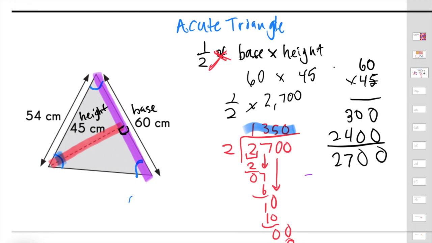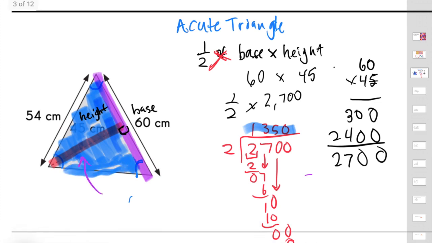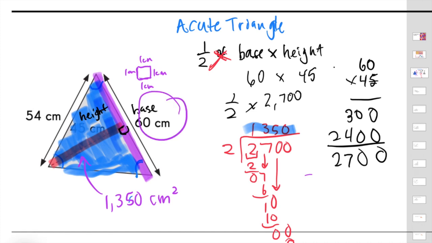1,350. So the area, the space inside of this acute triangle, is 1,350 square centimeters. So if we had some little squares that measured 1 centimeter on each side, we would be able to cover the space of this triangle with 1,350 of those squares, based on a base of 60 centimeters and a height of 45 centimeters.